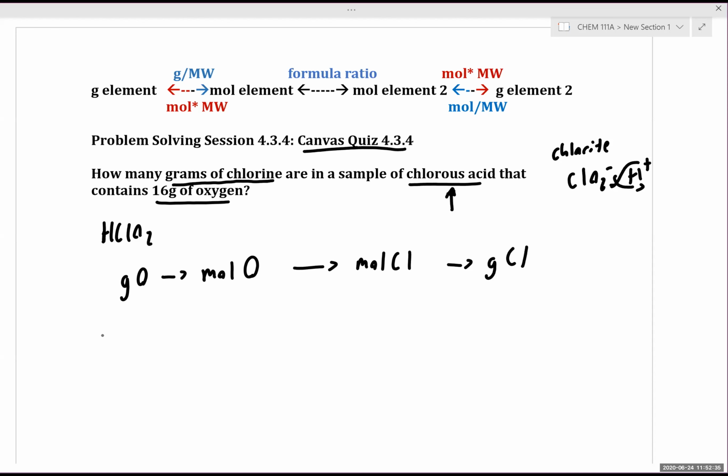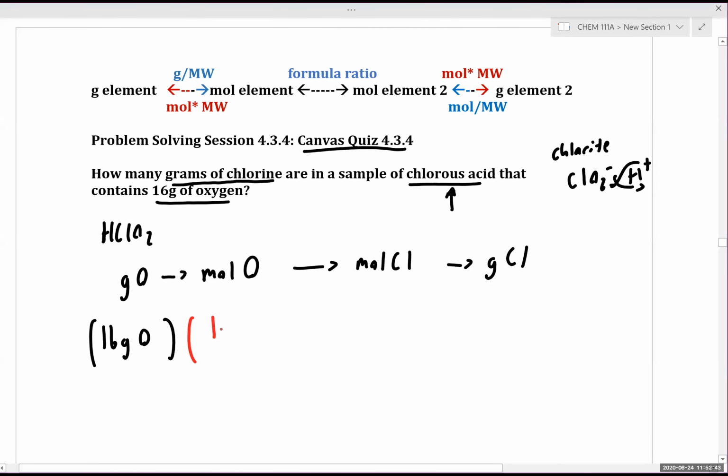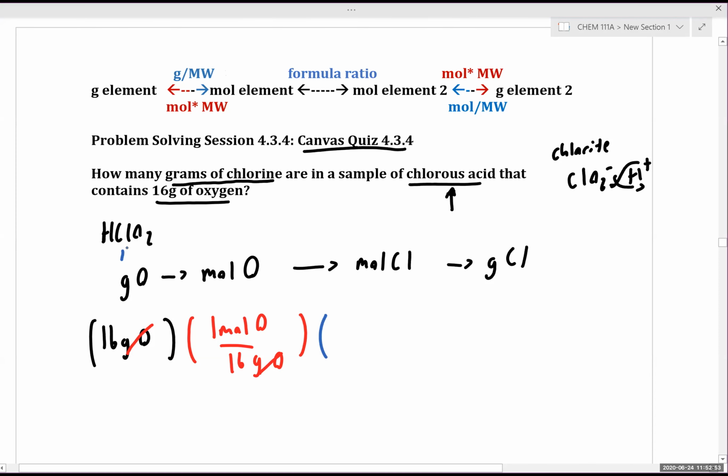So now that we have the following scheme prepared, in our next step, we're going to start off with our number, which is 16 grams of oxygen. We can get the moles of oxygen using our atomic mass. In 1 mole of oxygen, we have 16 grams of oxygen. Okay, now looking at our formula, how many moles of chlorine do we have per how many moles of oxygen? What is our mole to mole ratio?